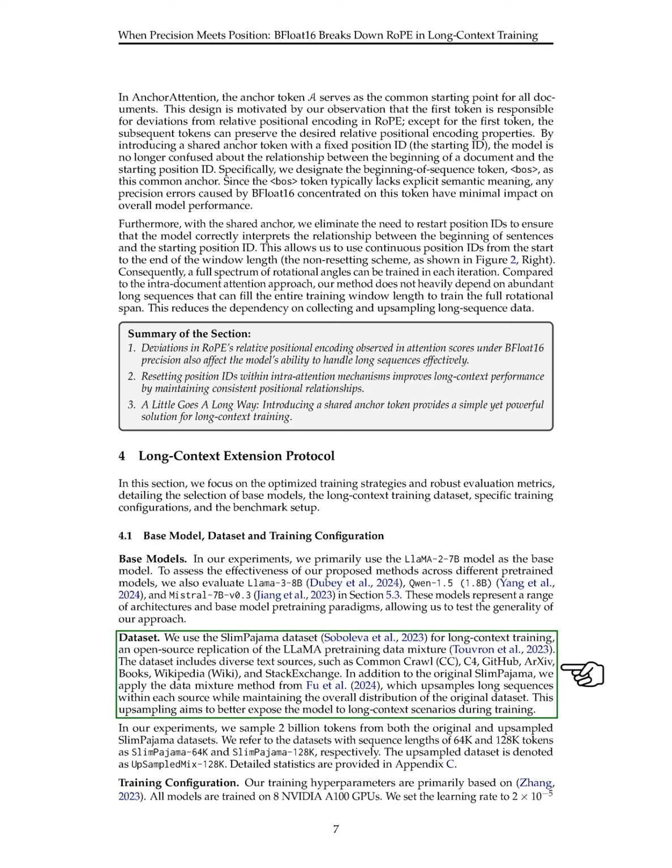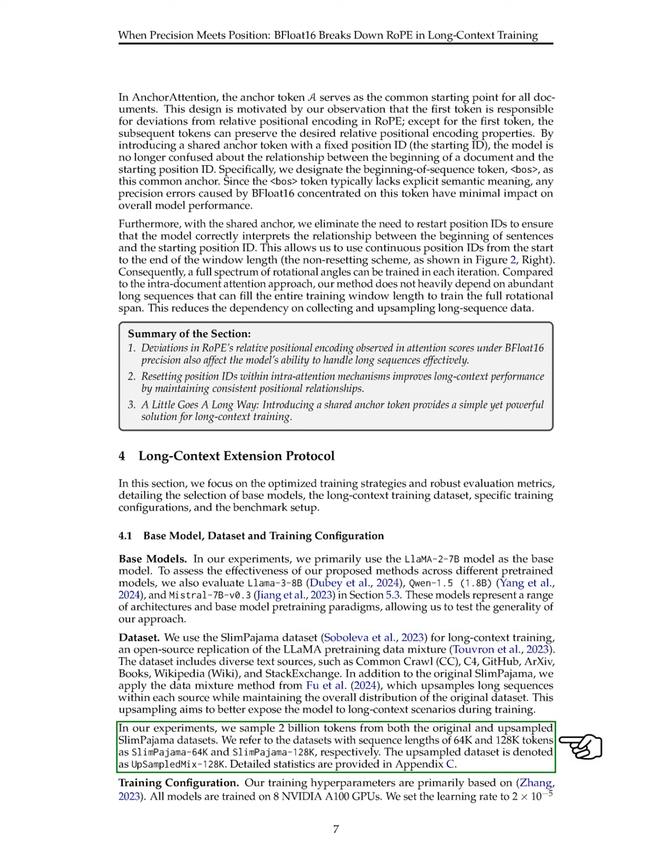We utilize the SlimPajama dataset for long context training, which is an open-source version of the Llama pre-training data. This dataset includes a variety of text sources like Common Crawl, C4, GitHub, ArXiv, Books, Wikipedia, and Stack Exchange. We also apply a data mixture method that increases the number of long sequences while keeping the original dataset's distribution intact. This upsampling helps the model better handle long context scenarios during training.